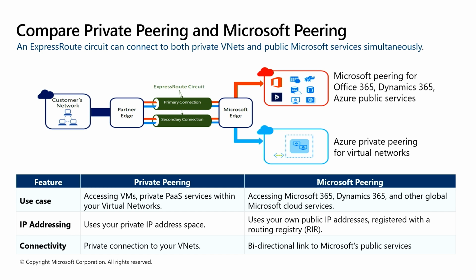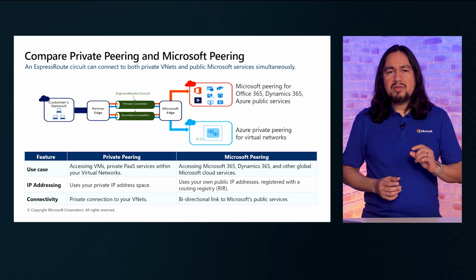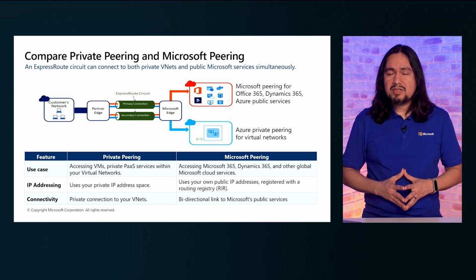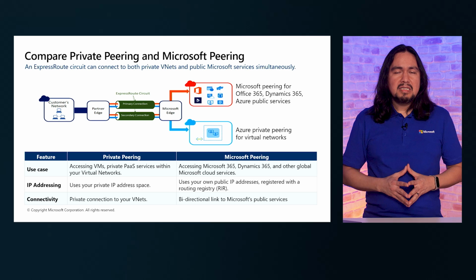As you can see on the slide, on the left-hand side, you can see your network, which is going to connect to the right side, which is the Microsoft network. And in between is the circuit that you just created. Also, you can view the two different links that we were talking about in the previous slide connecting to the Microsoft Edge. And then you also notice something interesting in here.